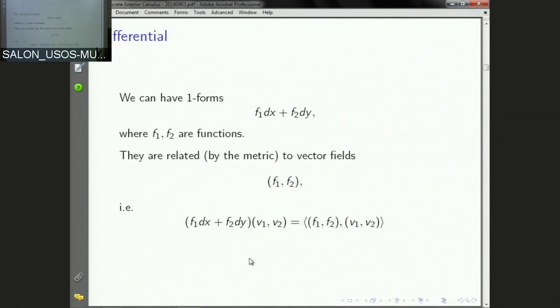We can have more general one-forms using dx and dy and placing next to them more general, arbitrary functions. These differential one-forms will also be related to vector fields by the same equation using the metric. So I do not want to offend the intellect of anybody, but this presentation is tuned taking into account that the audience might be very, very diverse.